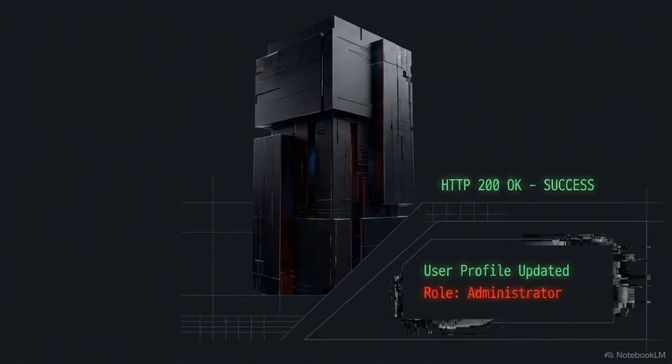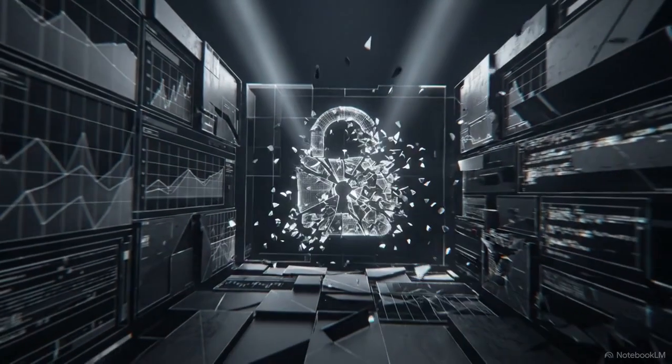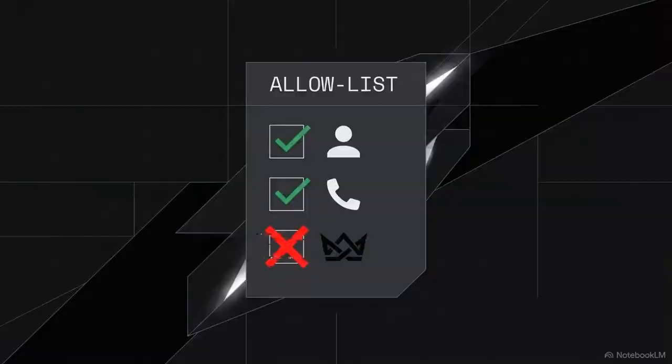The server returns a success status code, confirming that the profile update and the silent role change are both complete. This is the definition of vertical privilege escalation, a standard user successfully hijacking a higher-level administrative role. When the attacker refreshes their browser, previously hidden administrative dashboards suddenly unlock and populate with sensitive data and complex charts.